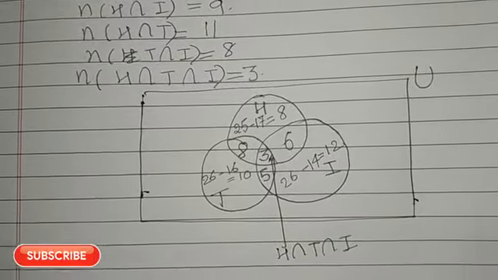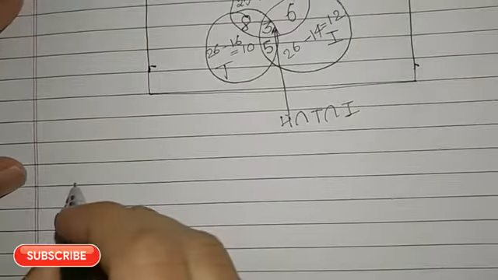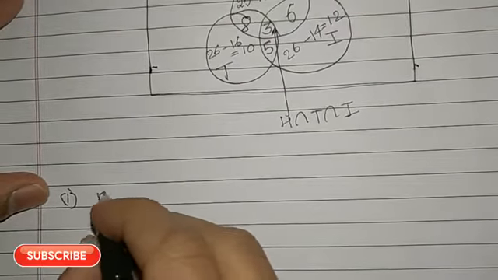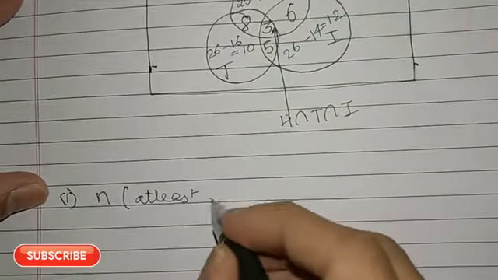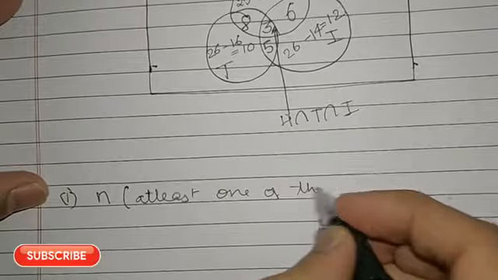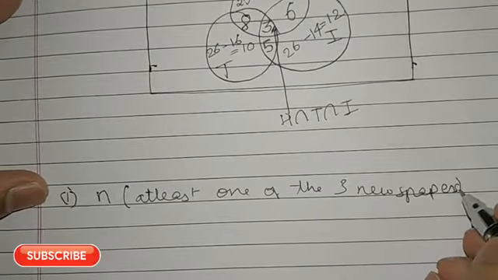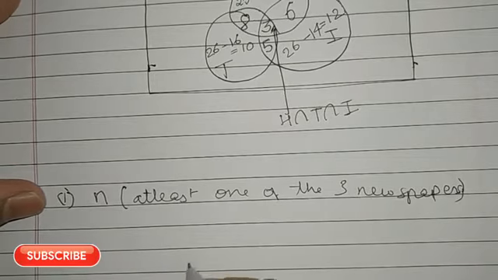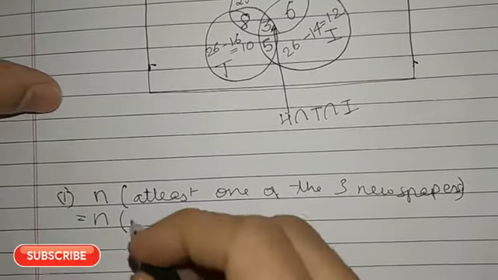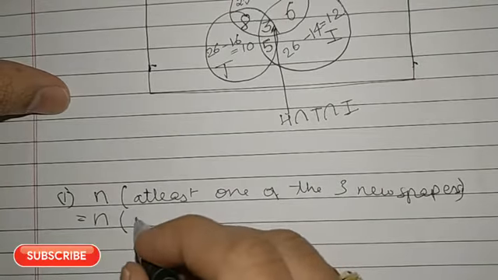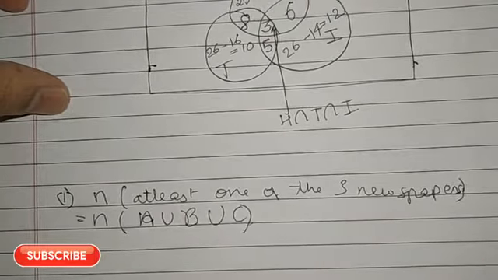Now see this. You have to first find the number of people who like at least one of the 3 newspapers. That is the first question which is given to us. This is equal to the number of people who like at least one of the 3 newspapers. At least means union, so that is A union B union C. This we have to find.